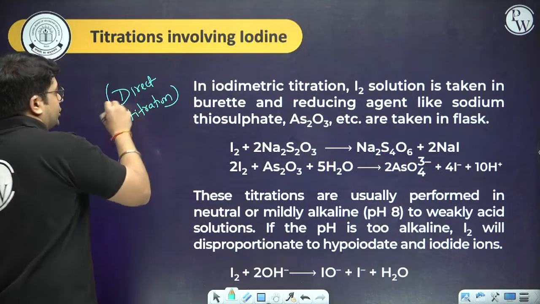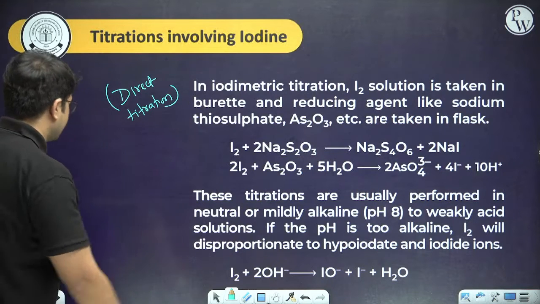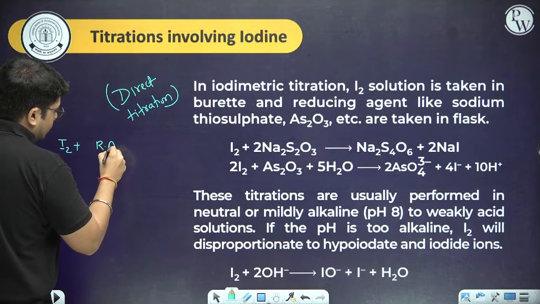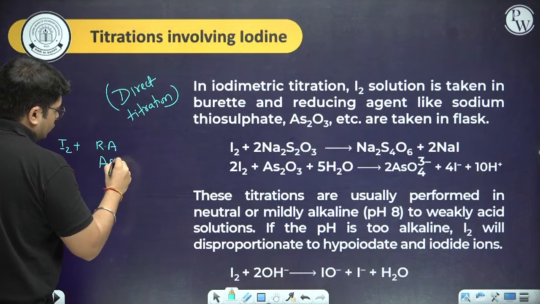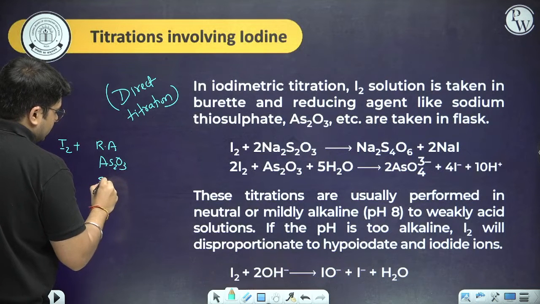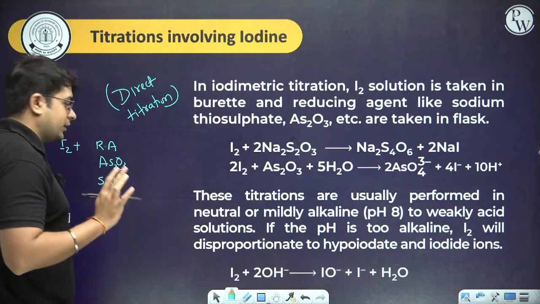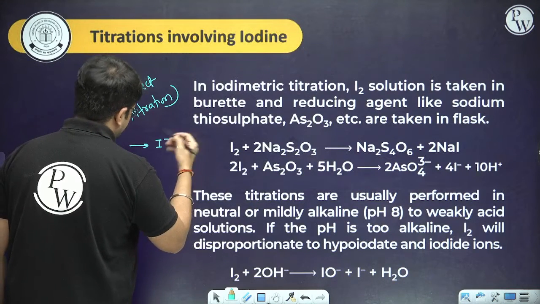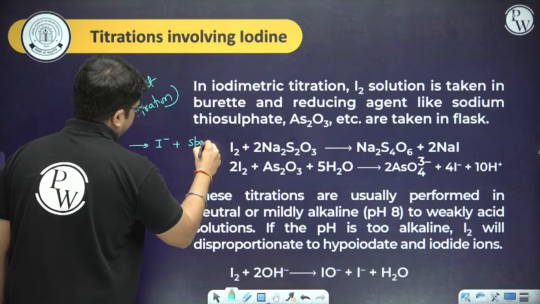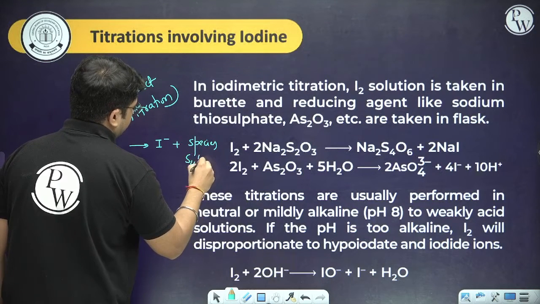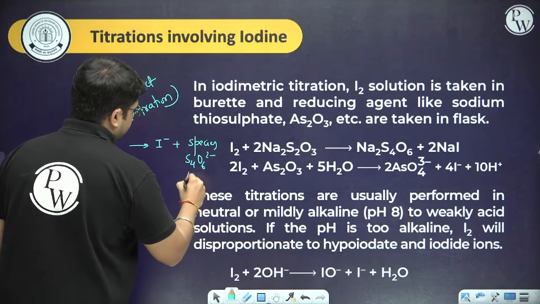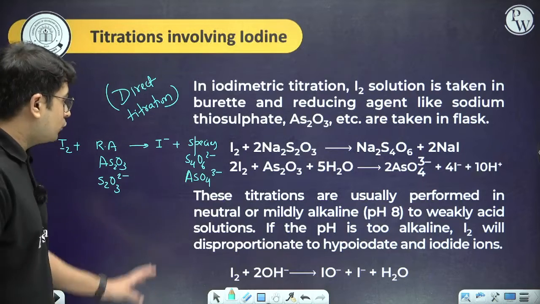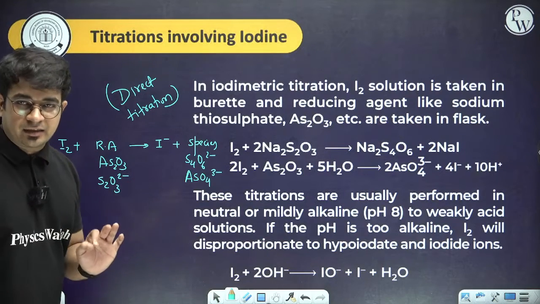So direct titration of iodine is basically where you take I2 and react it with a reducing agent, either As2O3 or S2O3 2 negative, whatever it is. With the help of this reaction, it is converted into I negative, and the remaining part forms a species, either S4O6 2 negative or AsO4 3 negative. That depends upon the type of species which is going to form. So this is a direct type of titration.